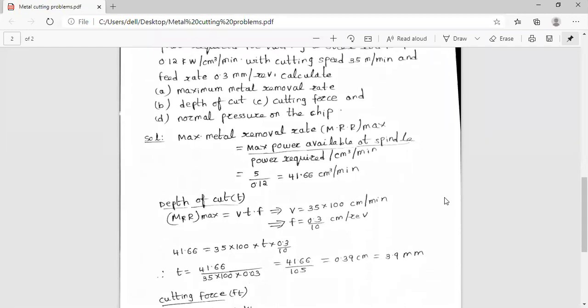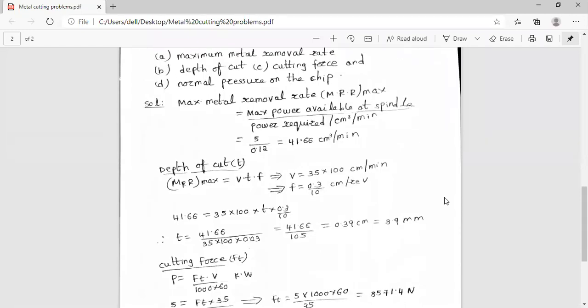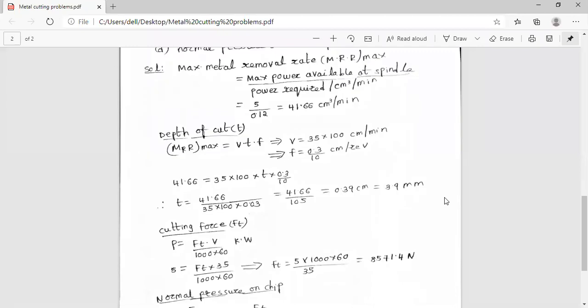And the particular after getting the depth of cut, you try to calculate in the cutting force, Ft. Ft is equal to the cutting force and power consumption. So what is power? Ft into V by 1000 into 60. So power is already given. Why are you using this formula? Because he has given the spindle power. P is here the spindle power, the power drawn on the spindle. So Ft is the cutting force, the tangential force or the horizontal component.